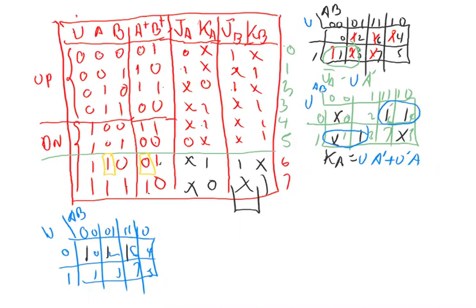And just say J sub B equals 1. And K sub B is equal to 1. Oh, that's good. I like that. I don't have to do K-maps now. So now I can write out the circuit.